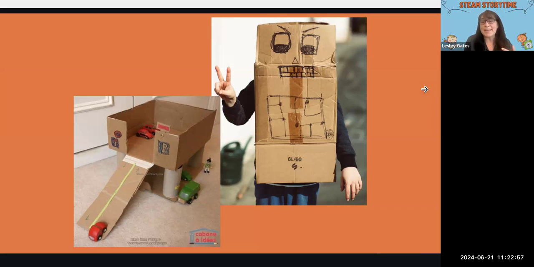I typically bring in all of my random stuff. And I know teachers, we have closets of random stuff: craft things, pipe cleaners, coloring pencils, all of those fun little scraps of things that we have.